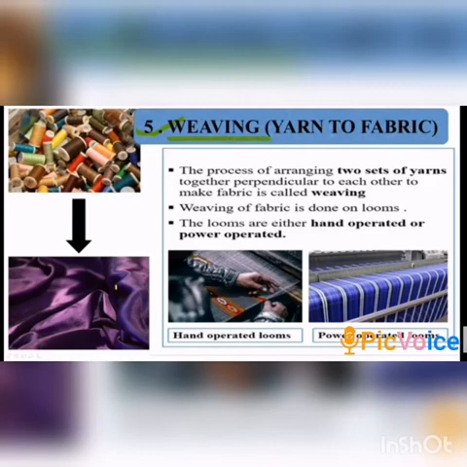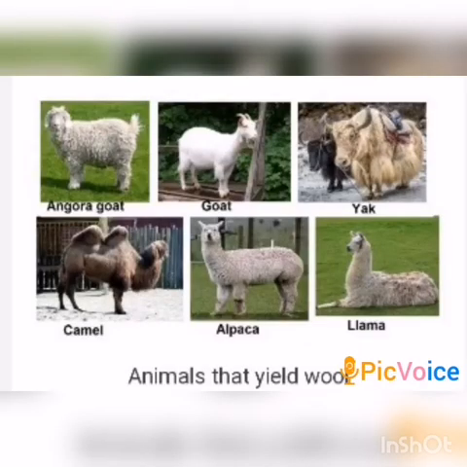You have already learned this process in your 6th standard, chapter 3, fiber to fabric. After getting the silk threads or silk yarn, the yarns are converted into silk fabrics by the weaving process. Weaving of fabric is done on looms. The looms are either hand operated or power operated. Okay, dear children, we have completed chapter 3, fiber to fabric. In this lesson, we have studied about the animal fibers, wool and silk.